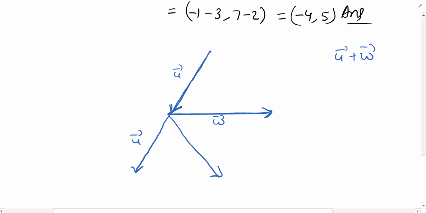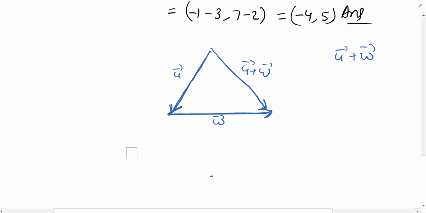Now I can replace it there. I mean, you can pick and put it there. So this is u plus w, and this is also u plus w. Therefore, if you have two vectors, let me erase it now.